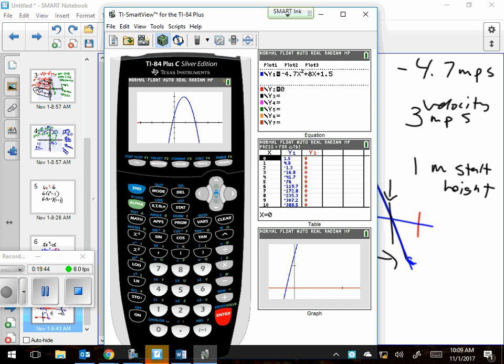Yeah, I got the highest point, I got when the ball hits the ground. Do you agree that the ball's in the air longer now? And it reaches a higher height. Would you please find those 2 things? When did the ball hit the ground? What was the highest height it reached?